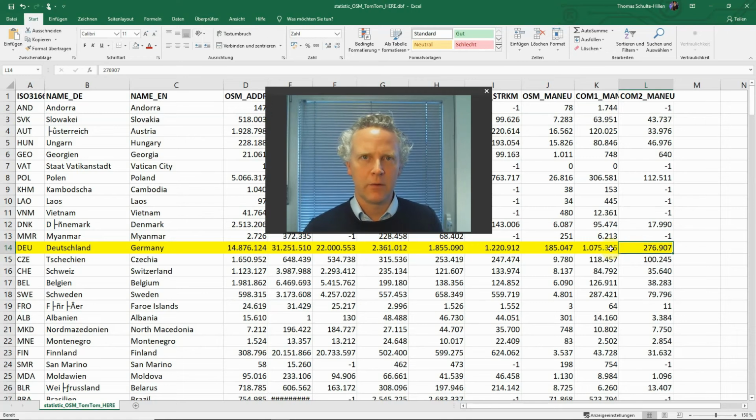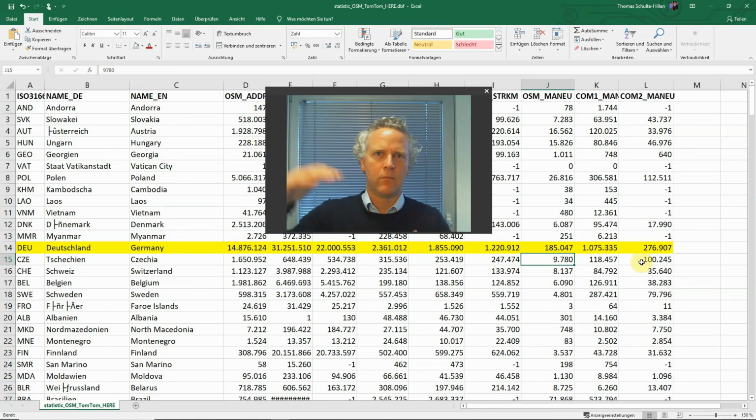The quality of both providers is the same, but what you should look at is there's 185,000 here in OpenStreetMap and 276 or 277,000 in the commercial provider, and that number is much higher here. In other countries, as you will see, like here in Chechnya, that ratio is even more in favor of the commercial providers.